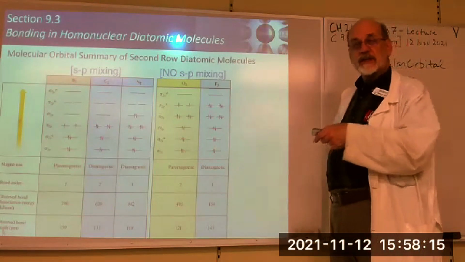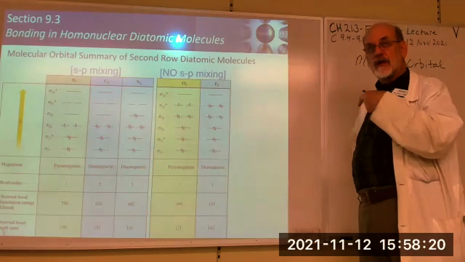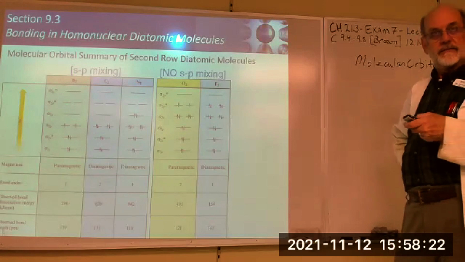That's one of the things that molecular orbital theory can do, can predict these behaviors, whereas the valence bond theory cannot.